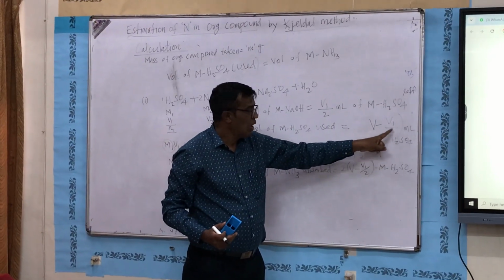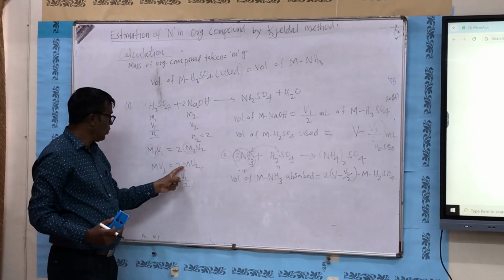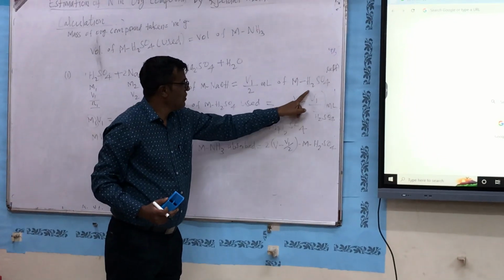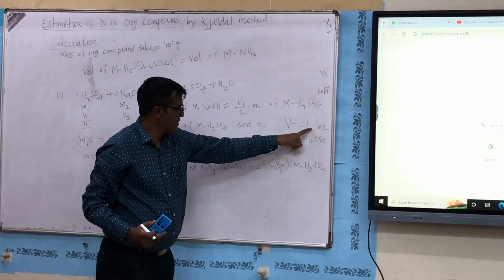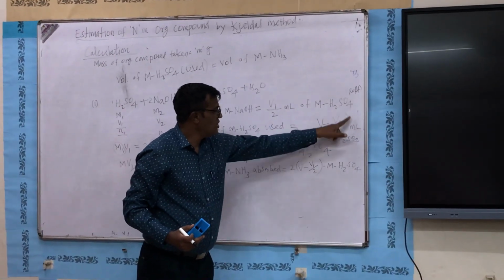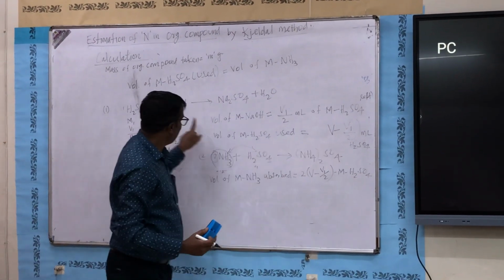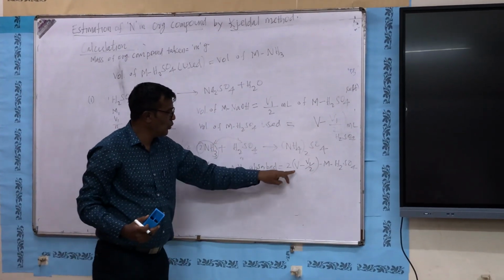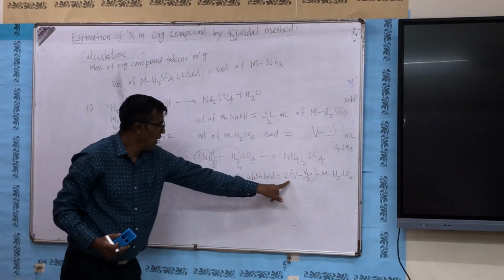V1 by 2. How to get that V1 by 2? From M1V1 is equal to M2V2. This formula I explained. This much acid is excess, left out. So V minus this, if you do, means how much acid is neutralized by the ammonia we found. And then if you come here, volume of ammonia absorbed is equal to 2 times the volume of sulfuric acid left. Why should this 2 come?